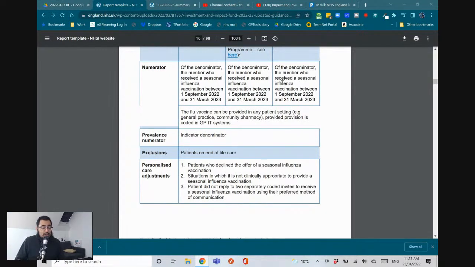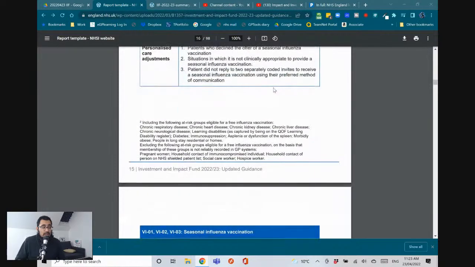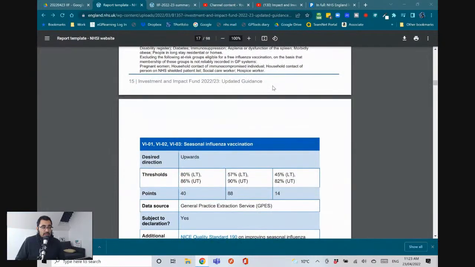Patient did not reply to 2 separate coded invites to receive a seasonal flu vaccination using their preferred method of communication. So really important that you are, again, coding that information appropriately if a patient doesn't want it.